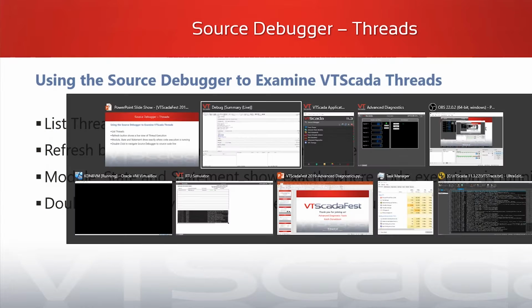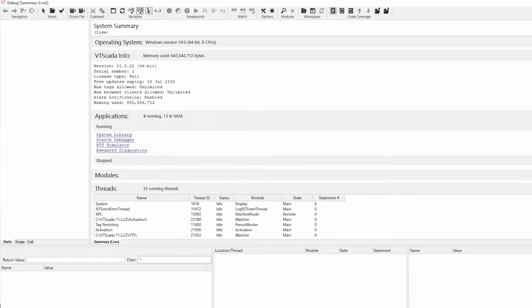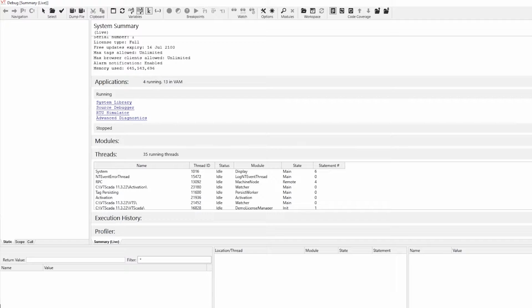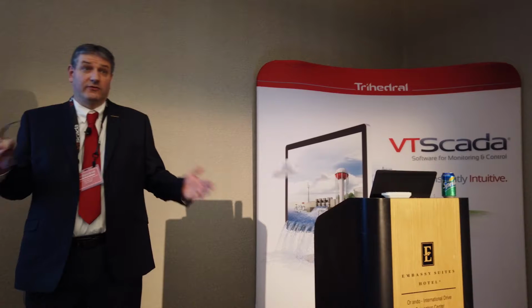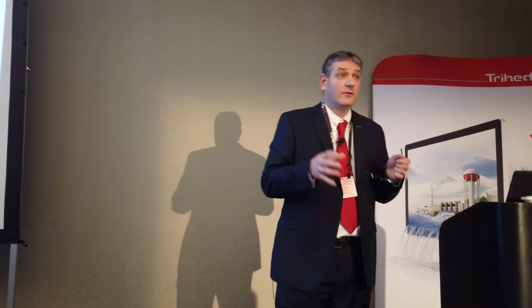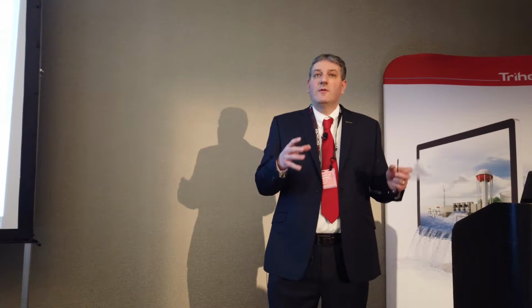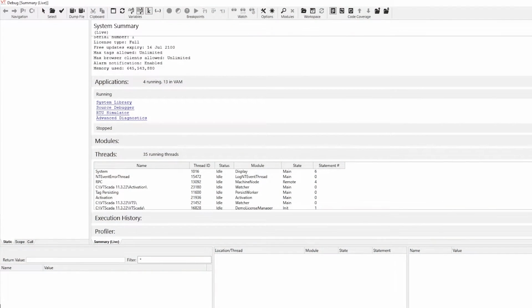And then we drop down to the next part, threads. So I'm just going to expand that there and show you. Threads, for anyone who doesn't know, are bits of code that are running concurrently together. So if we want to run a piece of code alongside another piece of code, and we time slice between them, then we launch off a thread. And currently I have 35 threads running in my VTScada application.